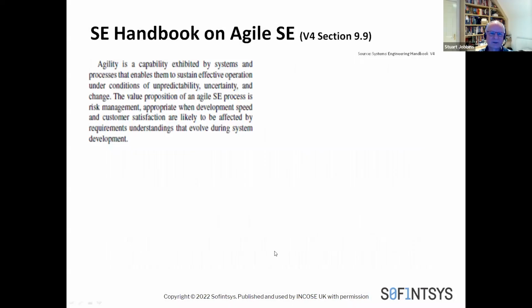Yeah, so let's look at the SE Handbook, because in the new version 4 it has a section on Agile SE, which to my mind can be a little confused. There are some things I accept. It says agility is a capability exhibited by systems and processes to sustain effective operation under conditions of unpredictability, uncertainty, and change. I have no problem with that. I think that's a good definition of agility. The value proposition is risk management. Appropriate when development speed and customer satisfaction are likely to be affected by requirements understanding that evolves during system development.